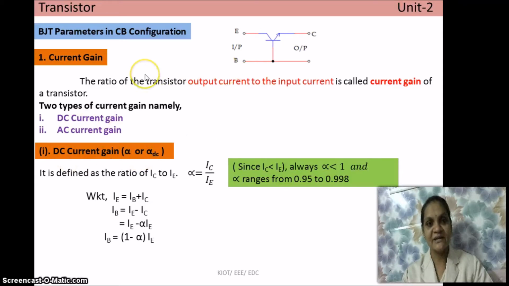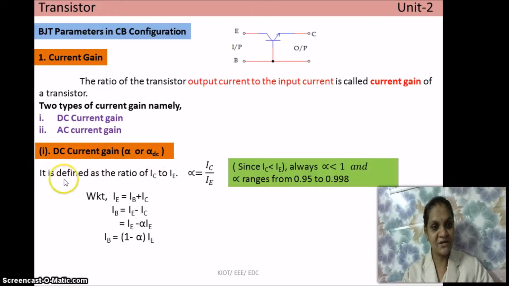This current gain can be classified into two types, namely DC current gain and AC current gain. DC current gain is the current gain in the transistor when it is used for DC applications, whereas AC current gain is when it is used for AC applications. That is, if the input signal is DC, the current gain is called DC current gain, and if the input signal is AC, the current gain is called AC current gain. The first one is DC current gain. It is represented by the notation alpha, or otherwise alpha suffix DC, where DC stands for DC signal input.